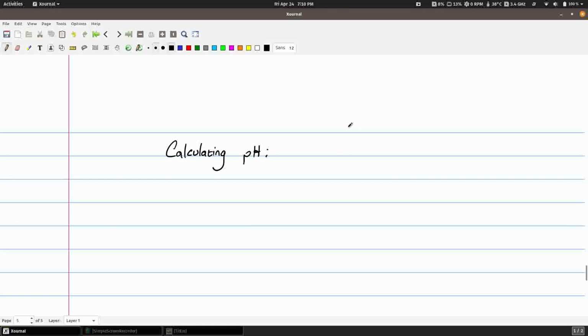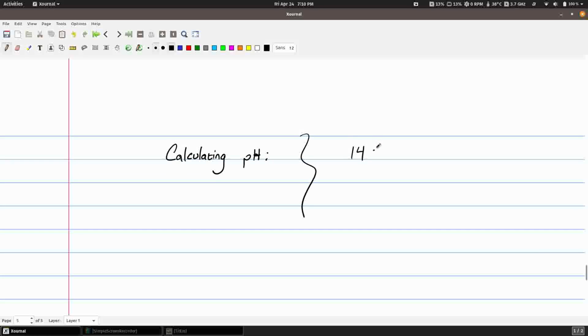So, pH has something else called pOH. The scale is out of 14. 14 equals pH plus pOH. To calculate pH, if you have the concentration of hydronium, like I showed you in autoionization, that is how you would calculate it. So you get negative log of H3O. And just to be clear, there's no such thing as a negative logarithm.